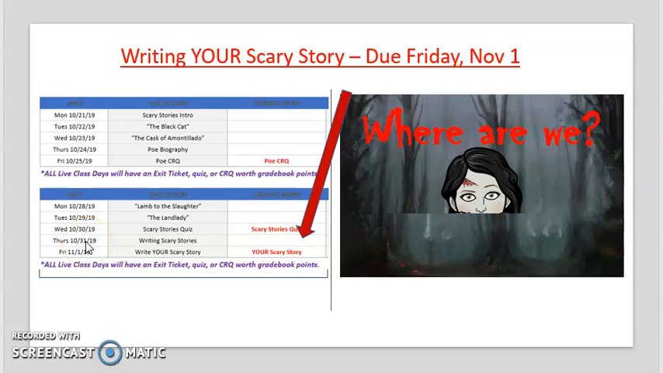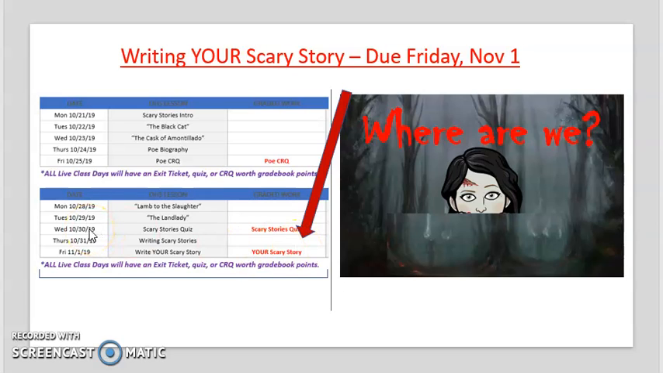Hey, this is a quick explanation of the Writing Your Own Scary Story assignment for Applied English that's due Friday, November 1st. We are finishing up our Scary Stories unit. We read some examples over the last 2 weeks. You took your Scary Stories quiz on Wednesday, and now the last assignment for this unit is to do some of your own creative writing.